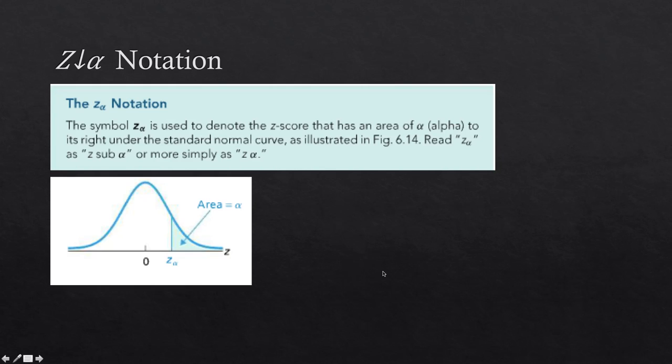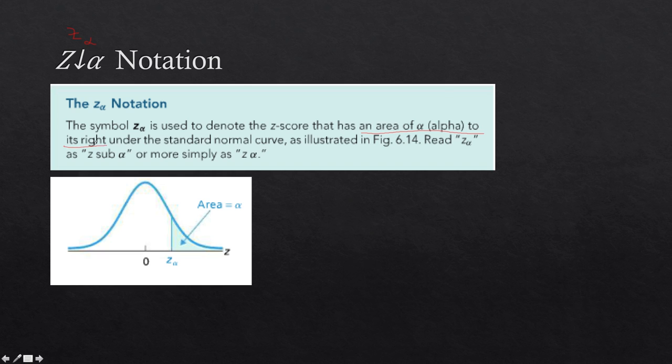Alright, so now for some reason my nice math type that I use for this stuff is not working like it should. So what this should say here, this should say z sub alpha. We read that as z sub alpha. And this symbol, z sub alpha, denotes the z-score that has an area of alpha to its right. You need to underline this. The area of alpha to its right.